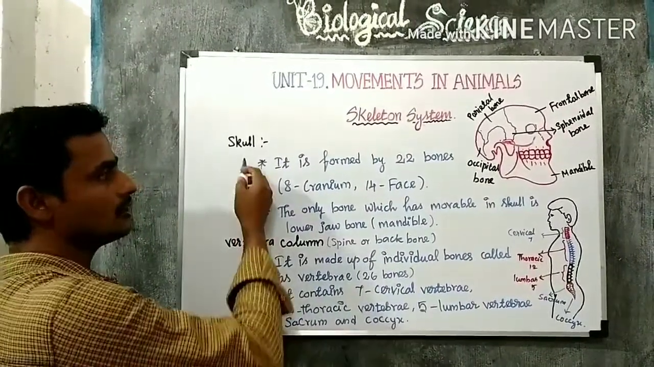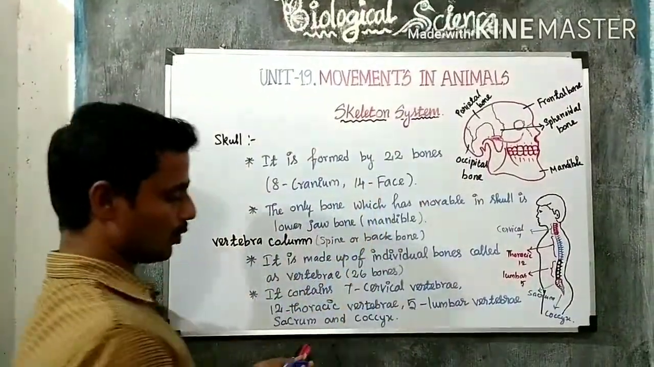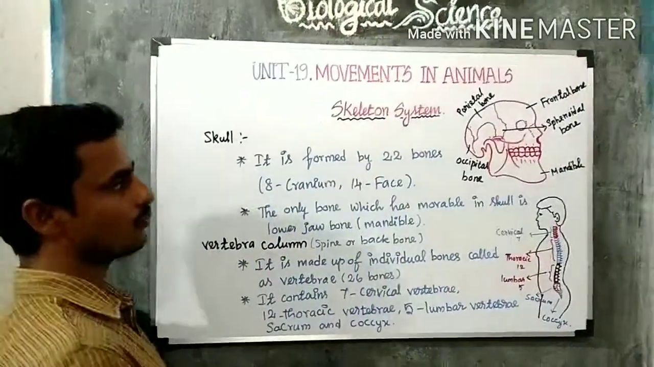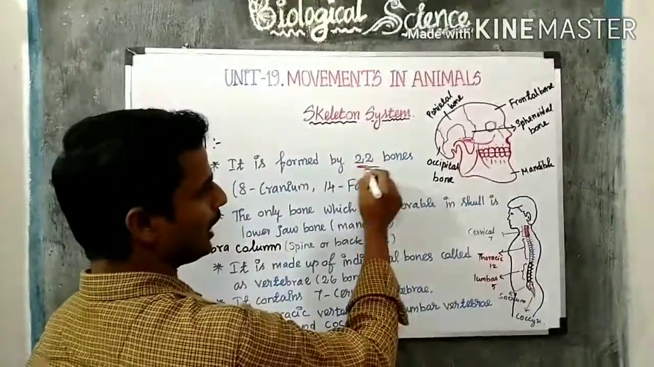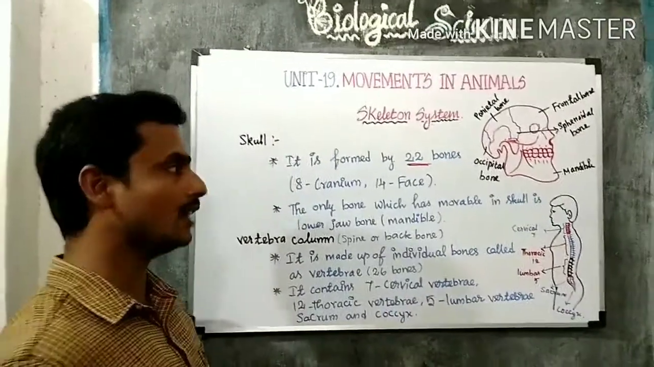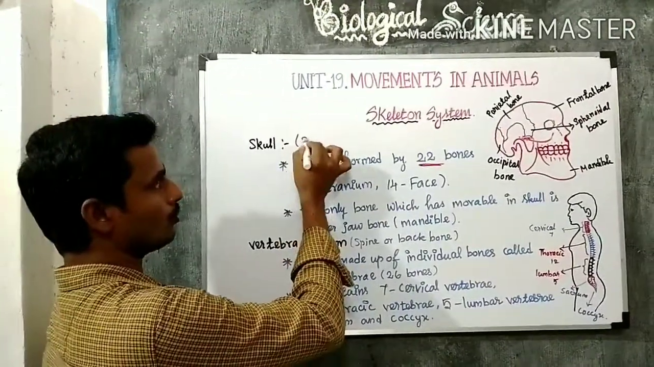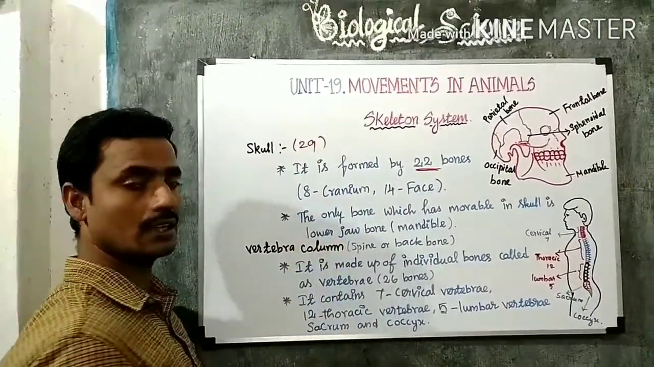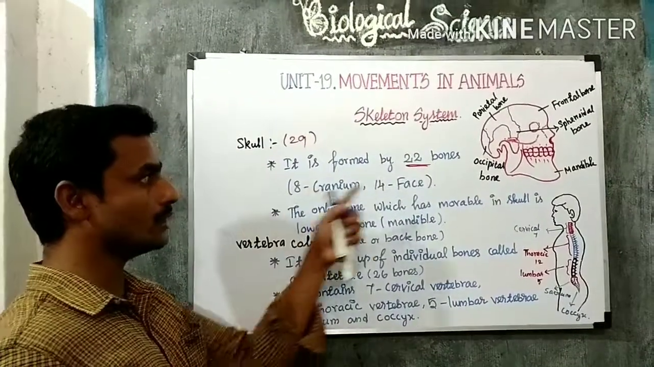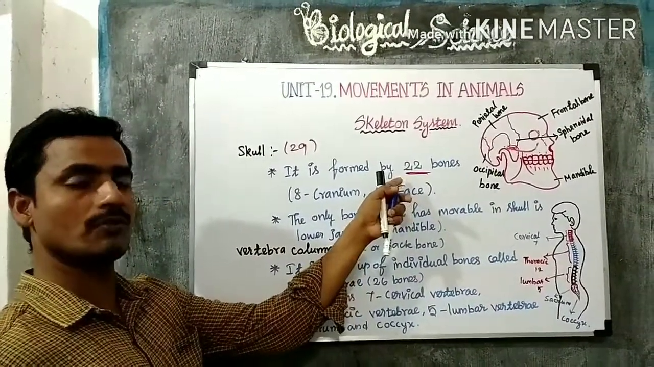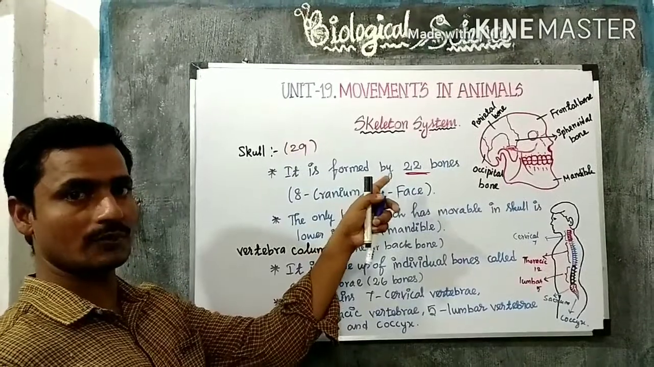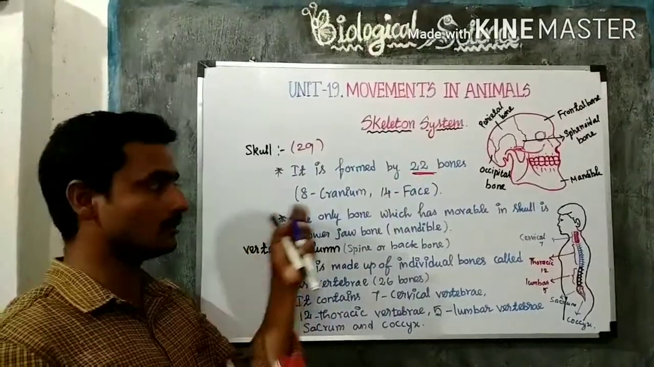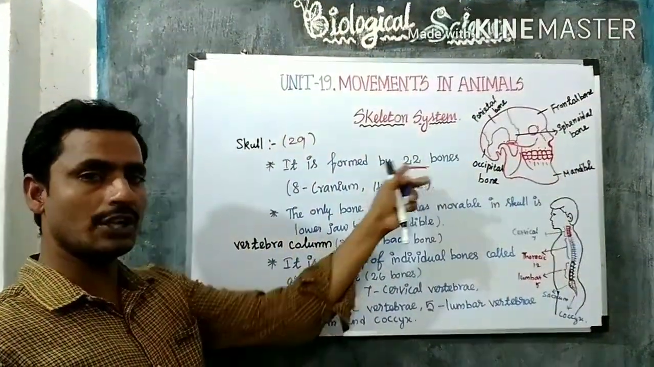The skull is formed by 22 main bones. So totally, as I told you, 29 bones are present in our skull. Out of this, the 22 main bones will form the skull.